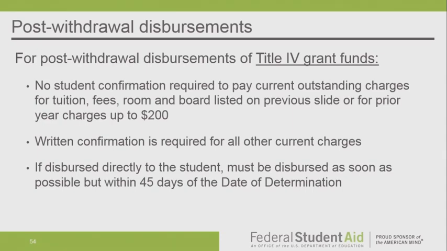Now, maybe the student doesn't owe you any money, and you've got a post-withdrawal disbursement of grant funds, then you must disperse those funds as soon as possible, but within 45 days of the date of determination, not the date that the R2T4 was calculated, but the date of determination. So grant funds have to be paid out within 45 days. That same time frame that you're returning money to the federal government on the school's part, if there's a post-withdrawal disbursement of grant funds, they have to go out that same time frame.